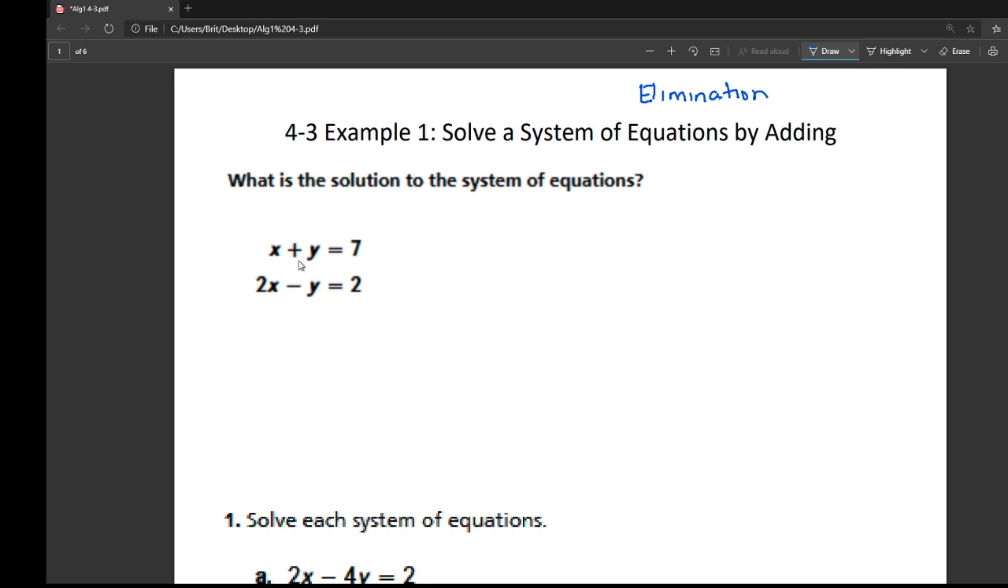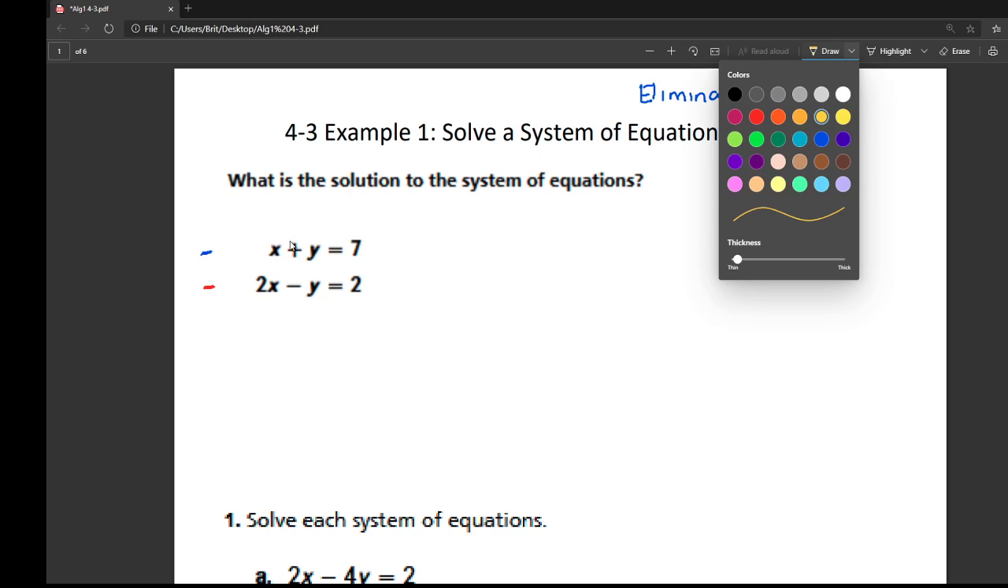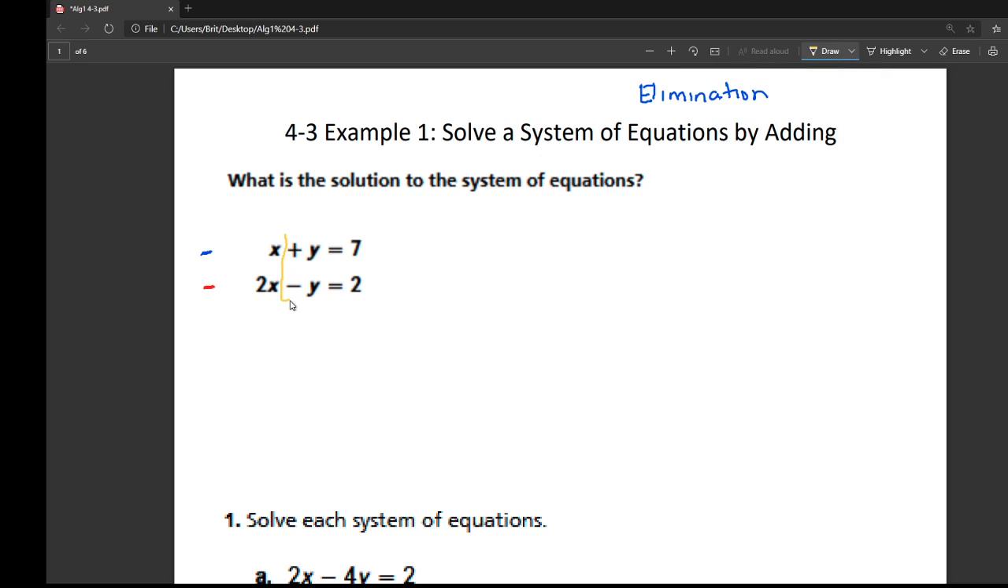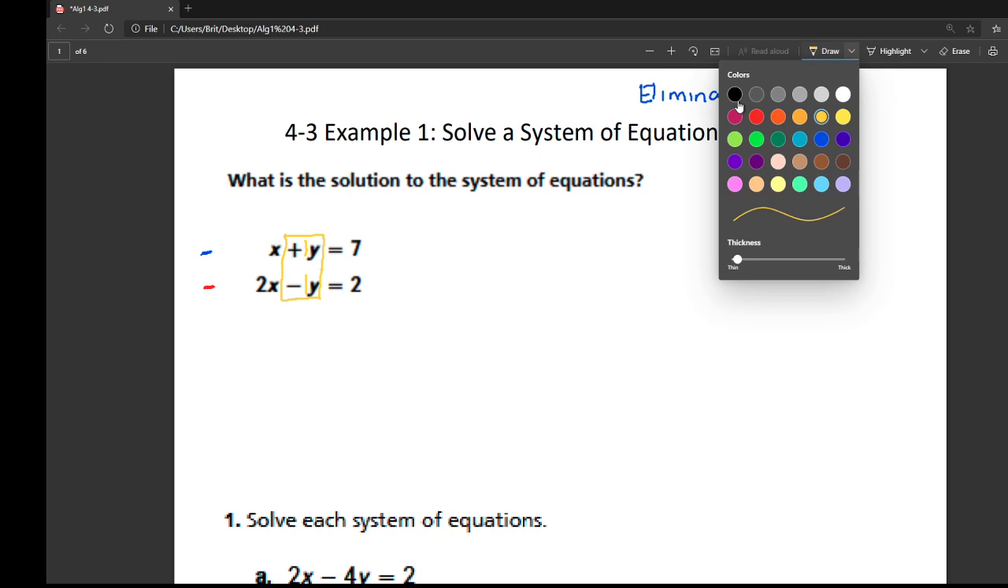So here we are, we have a system of equations. I'm going to mark this one as the blue one, and this one is the red one. And so with the system of equations, what we're looking for in order to be able to use the elimination method, or the adding method, if that's what you want to call it, is you're looking for this situation right here. So do you see how our y values have the same coefficient, right? They both have an imaginary 1 written in front of them. And then they also have opposite signs. One is positive and one is negative.